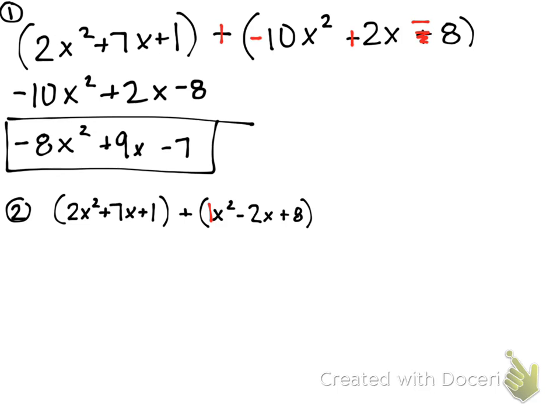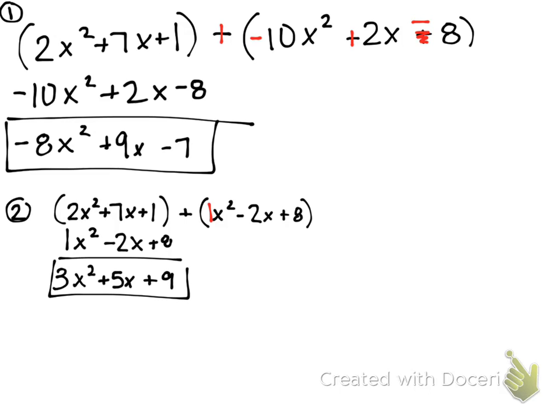Yesterday when I was grading quizzes, I saw too many people who did not write it, and then they ignored it. They thought it was a 0. They thought there was nothing there, and that's not the case. So we're going to have 1x squared under 2x squared, negative 2 under 7x, and positive 8 under 1. So 2x squared plus 1x squared is 3x squared. 7x minus 2x is 5x. And 1 plus 8 is 9.